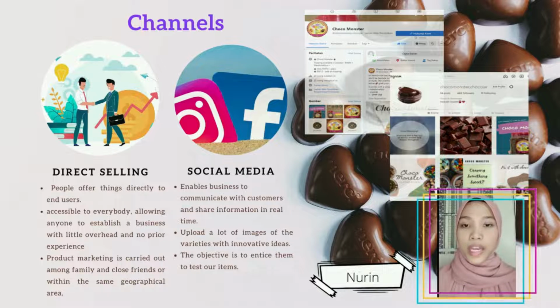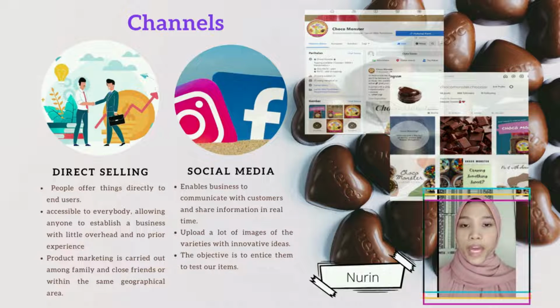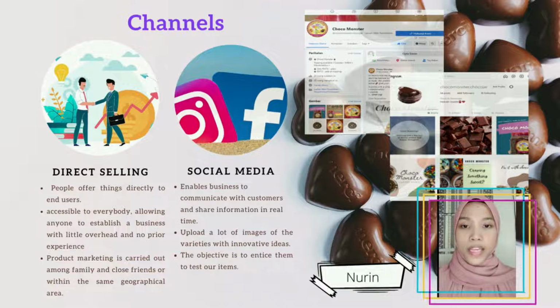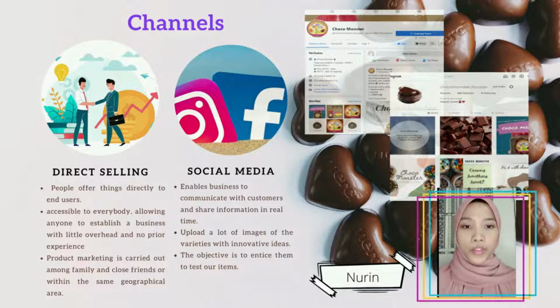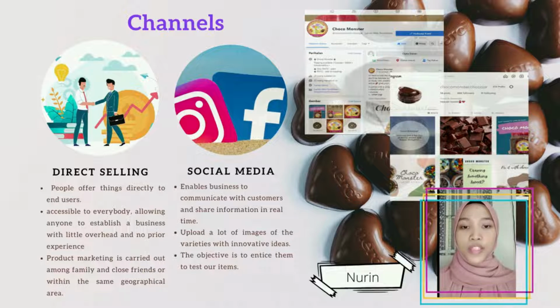Second one is social media. Social media is an online communication platform that enables business to communicate with customers and share information in real time. This allows us to reach out to customers more effectively, build online networks, and sell advertised products and services. We use Instagram and Facebook as a social media platform to promote our Chocomonster product. It's visual in nature because it's primarily focused on material that includes fascinating photographs and short videos.